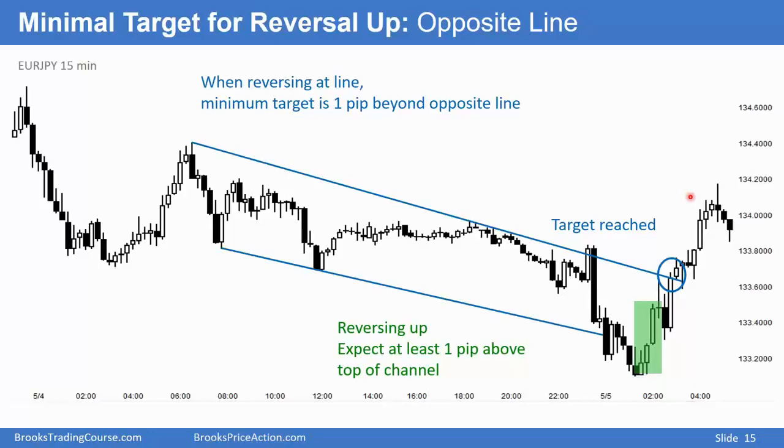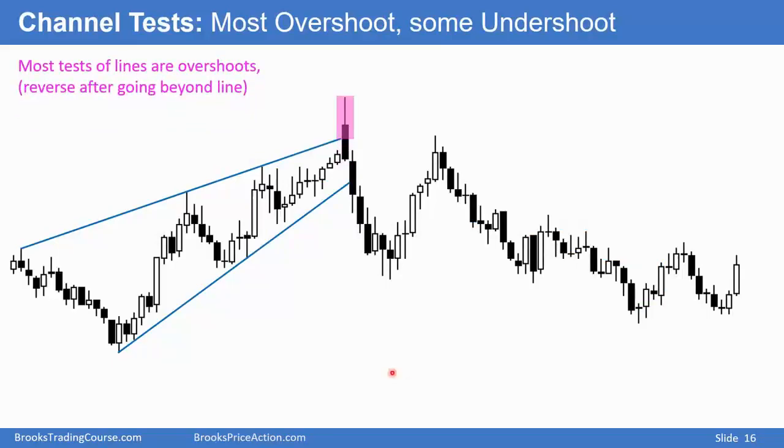This is a 15-minute chart of the euro versus the yen, and the target is at least 1 pip above the top of the channel. Reversal down, we can draw a line, and then expect a reversal down here. But look at this. We're getting a bull breakout above a wedge top. It's a wedge, 1, 2, 3, and we're getting a bull breakout. In general, if you break above a logical stop area, 50-50 chance you'll get a strong trend up, 50-50 chance the breakout will fail and you'll get a reversal down.